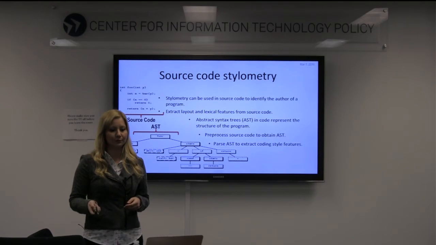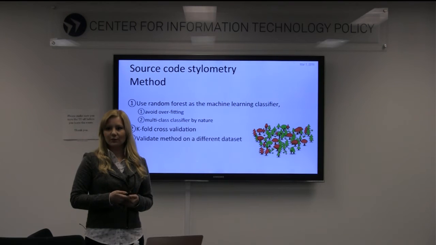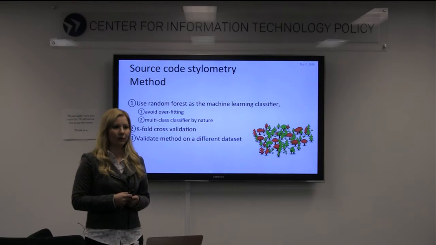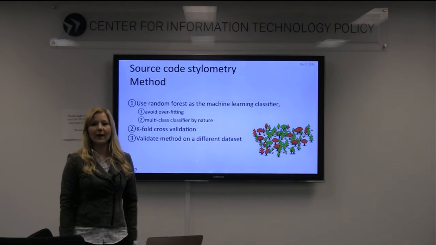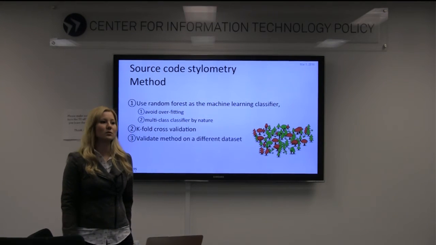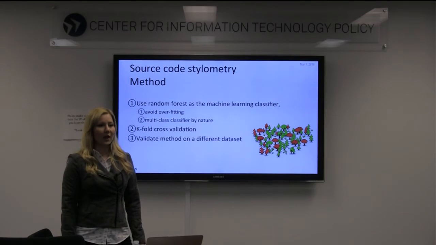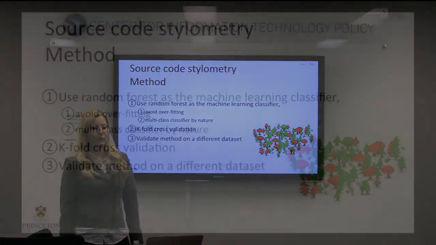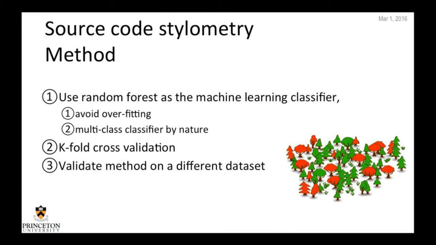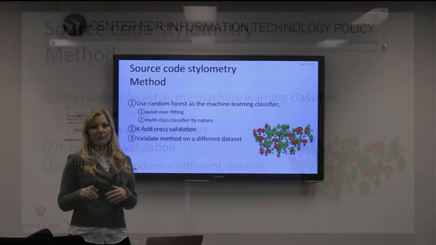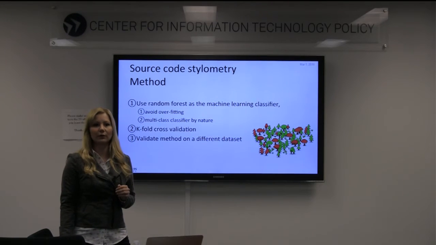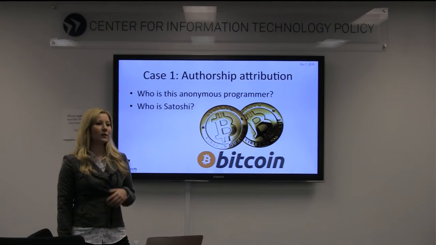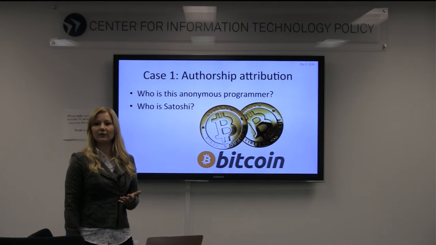And once we extract the features from the source code and the abstract syntax tree, we feed them to a random forest. We chose a random forest because by its nature, it avoids overfitting. At the same time, it's a multi-class classifier as opposed to a two-class support vector machine. And we perform cross-validation with our random forest classifier. Once we have our method, our features and our parameters, we validate our method on a set of authors that were different from the main data set to make sure that the approach is not overfitting to the authors that we have. And I'll start talking about common cases with different machine learning settings here.